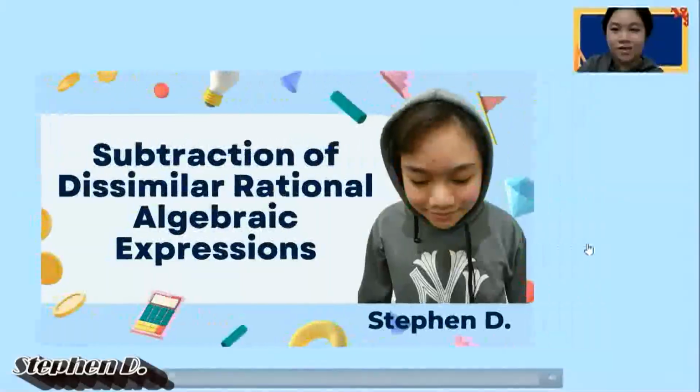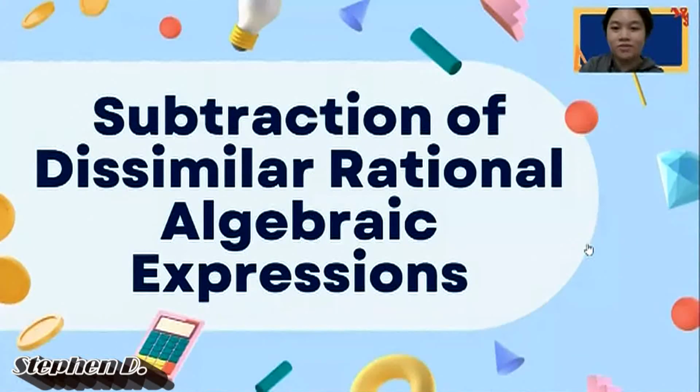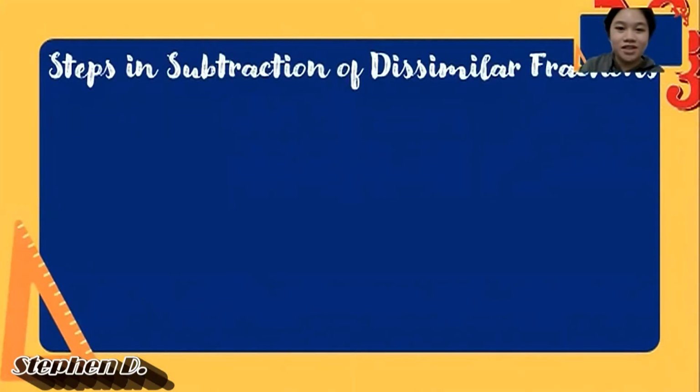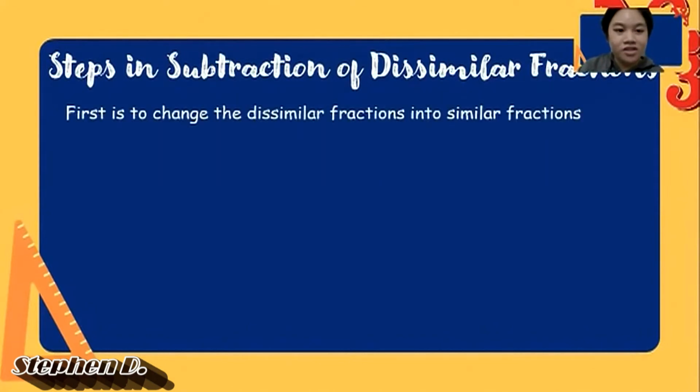Hi guys, and today I'm going to show you how to solve subtraction of dissimilar rational algebraic expressions. So first, let's talk about the steps of subtraction of dissimilar fractions. So first is to change the dissimilar fractions into similar fractions.